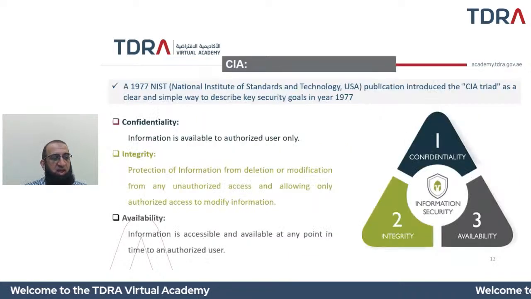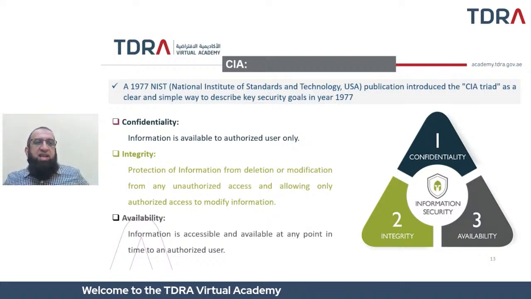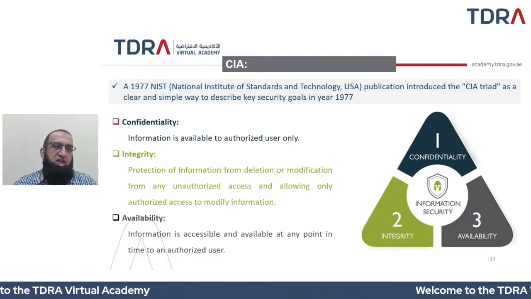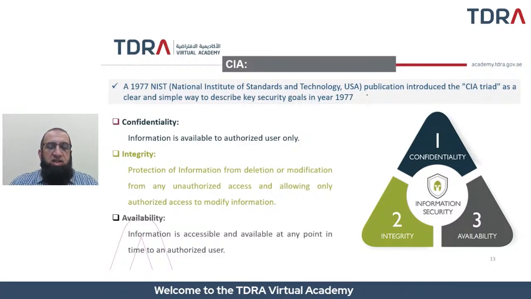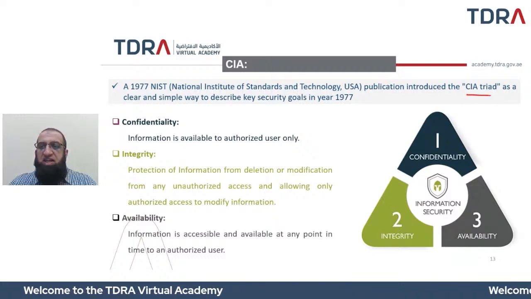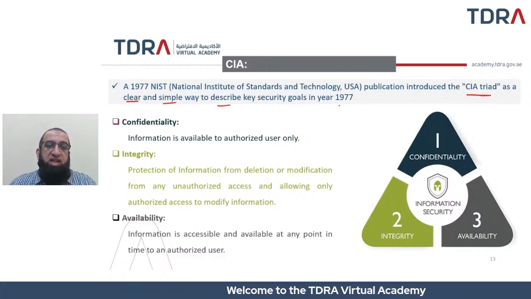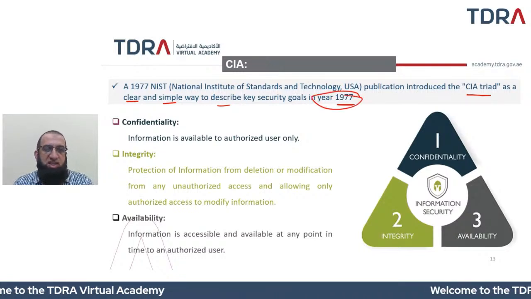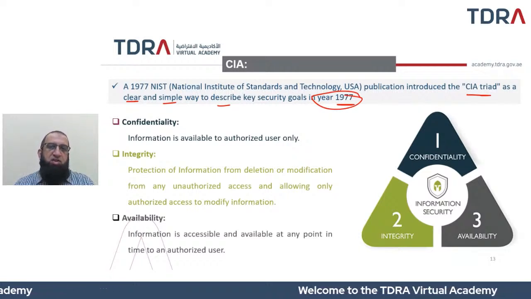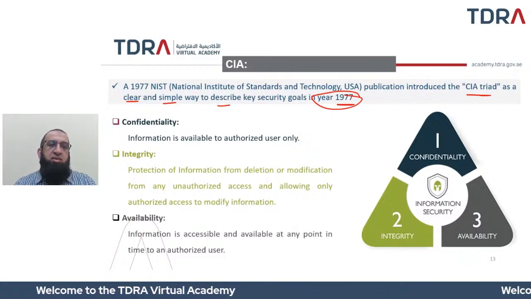Okay. Now let's talk about some of the other fundamental concepts, right? That what makes a system secure. So in 1977, there was a NIST publication. NIST stands for National Institute of Standards and Technology. It's a US-based organization. They had released a publication where they introduced the concept of CIA, right, as a clear and simple way to describe key security goals in the year 1977. So it's not something new. However, because the dependency on technology has increased so much, every aspect of life is touched by this concept. So that's why nowadays cybersecurity is far more important.